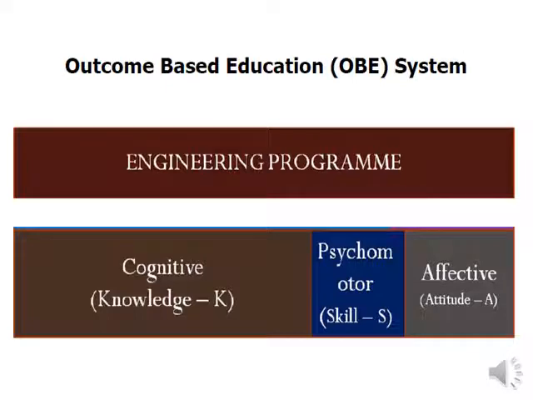Now, what is the outcome based education system? Your OBE system, or the outcome based education system, is the system on which your engineering program is going to be based. That is going to have different domains. You have the cognitive domain, the psychomotor domain, and the affective domain. If we assess you as an engineer on knowledge, then it is the cognitive level. If we assess your skills, then it is the psychomotor domain. If we assess your attitude and your ethics, then it is the affective domain. There are different levels within these domains, maybe one, maybe two, depending upon your assessment.